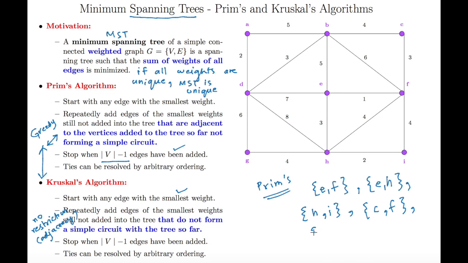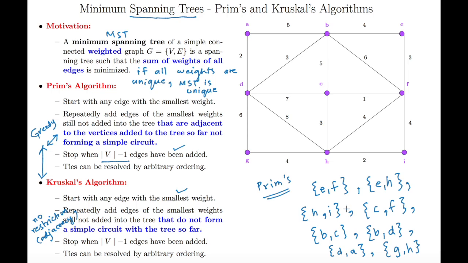Then we can choose BC. Then we can choose BD because it's adjacent again to the tree formed so far. And then we can choose DA. And then we can choose GH.